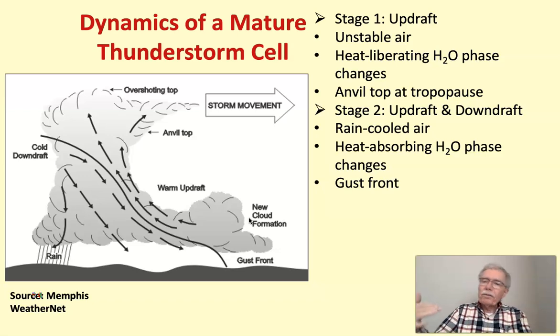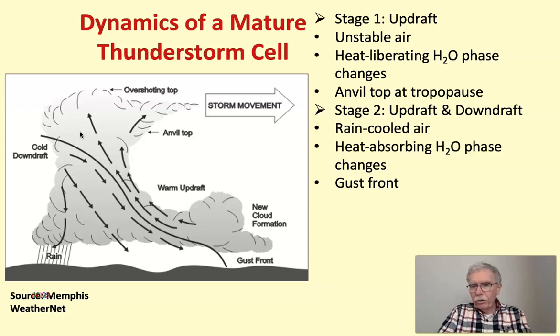Stage 2 is where the downdraft forms. And as the downdraft forms, we have to understand that it starts to rain out of the upper reaches of the thunderstorm, and as the raindrops fall out of the upper part of the cloud, some of them evaporate. And evaporation is a heat absorbing process. Some of the snowflakes, the Bergeron snowflakes that form in the upper part of the cloud, disappear into water vapor. Sublimation is a heat absorbing process.